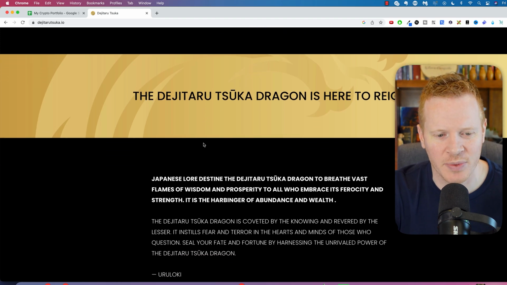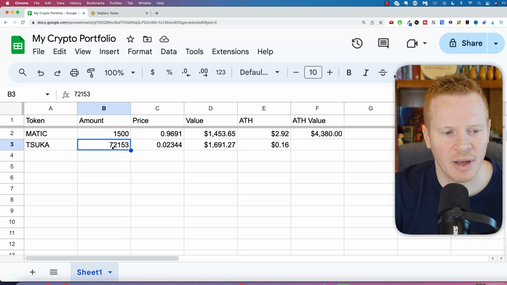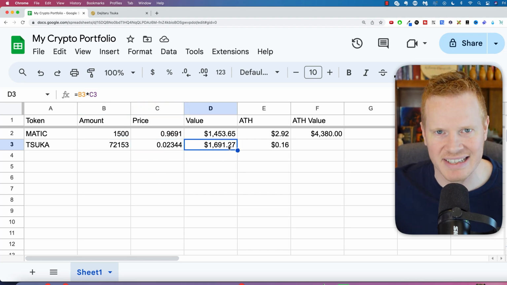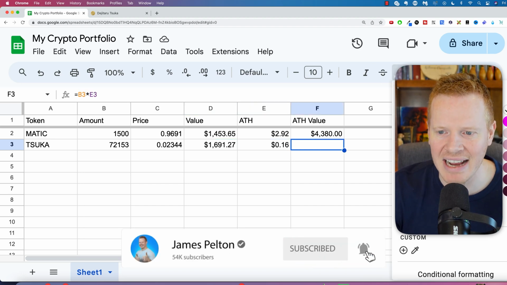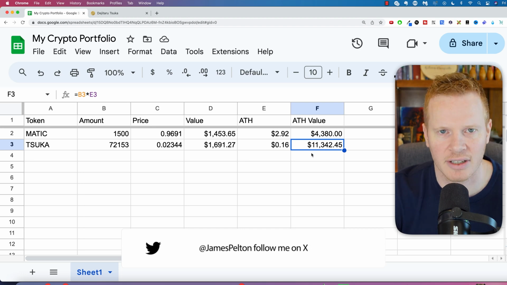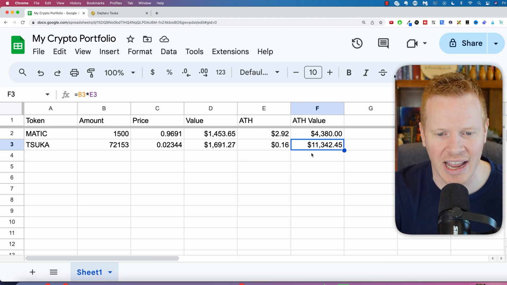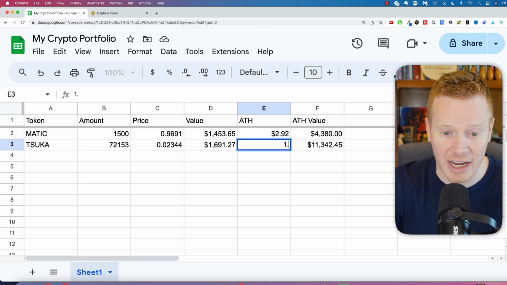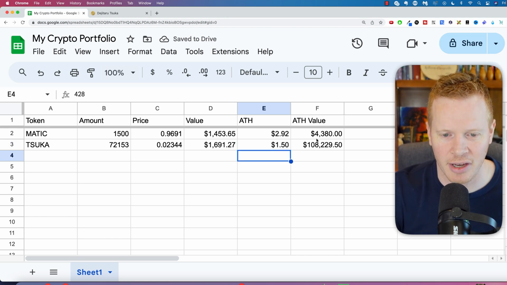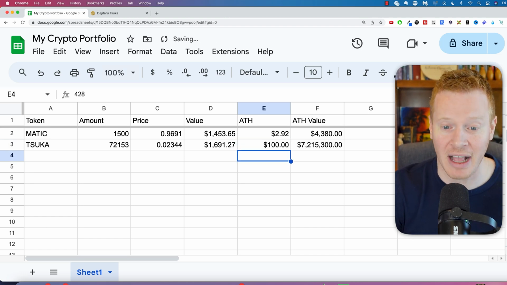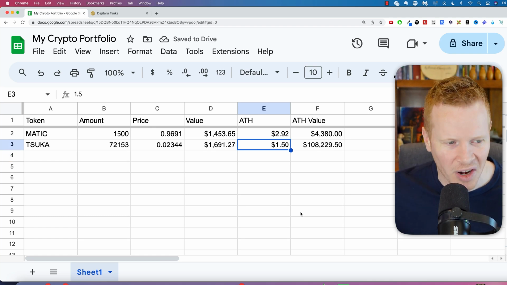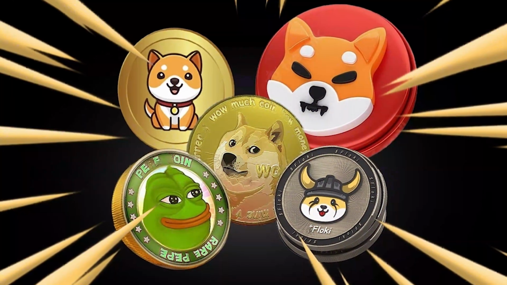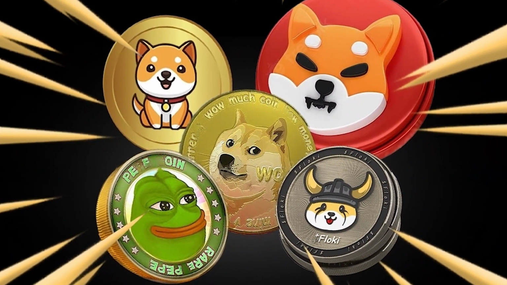I don't have super high hopes for it. It has no utility, really. But I'm holding 72,000. It's currently at about 2 cents, which means I have about 1,600 bucks of Tsuka. All-time high is 16 cents. So if we get back to that, then it'll be worth 11K. It'll be about a 6X or 7X on what I have now. And again, if we somehow get to like $1.50, there you go, I'll be sitting pretty. If we do a Shiba Inu and get to 100 bucks, 7 million bucks. Okay. So again, I don't have high hopes for this, but I wanted at least one meme token. You can't be a crypto bro and not have a meme token.